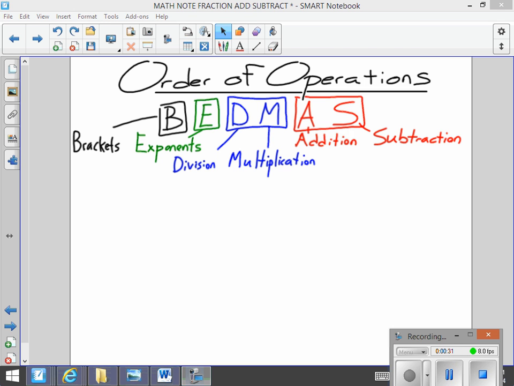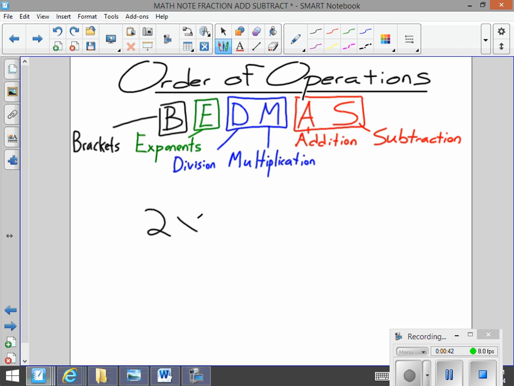So, right off the bat, I'm just going to give a very easy example. I'm not going to use fractions. I'm just going to use regular numbers to refresh your memory on how this works. So, for example, let's say we have 2 times 3 divided by 2 plus 5. Okay, now that's a lot of numbers, and here's what we're going to do.